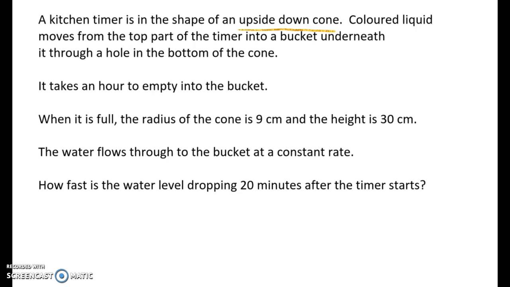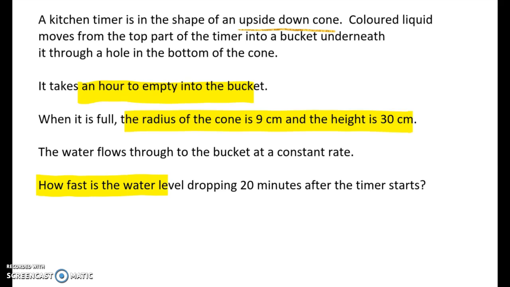And liquid flows out of the top part of the timer into a bucket underneath it through a little hole in the bottom of the cone. And it takes an hour to empty into the bucket. And at the start, when it's full, the radius of the cone is 9 centimetres and the height is 30. And the water is flowing through to the bucket at a constant rate. So what we have to find is how fast is the water level dropping 20 minutes after the timer starts.